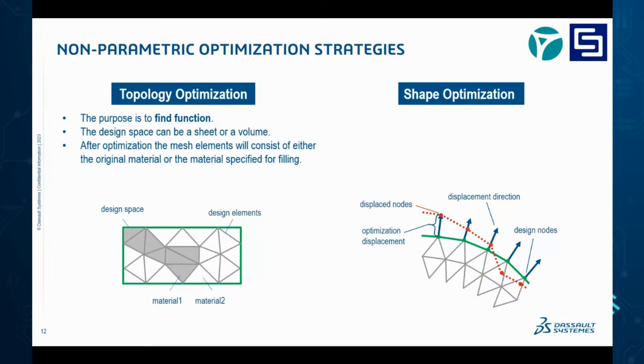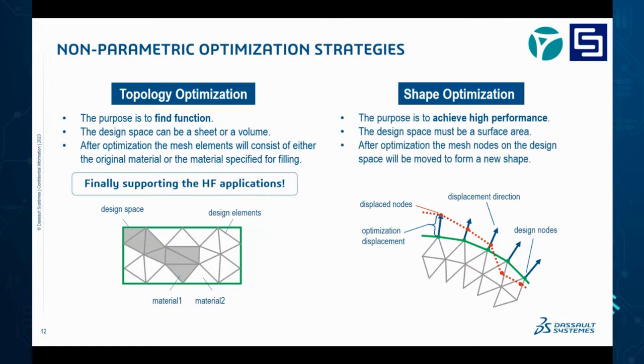So what you will have in the end, if you have a meshed surface, let's say, is that certain points inside of the mesh will be filled with the support material, or the original material, or the material that is specified as a filling material. So for instance, like a patch, right? This is an optimization that was previously available for high frequency, but we are now seeing promising and good results on the benchmarks that we have done for high frequency applications. For the shape optimization, on the other hand, what we want to do is achieve high performance. So we start from something that is already working.